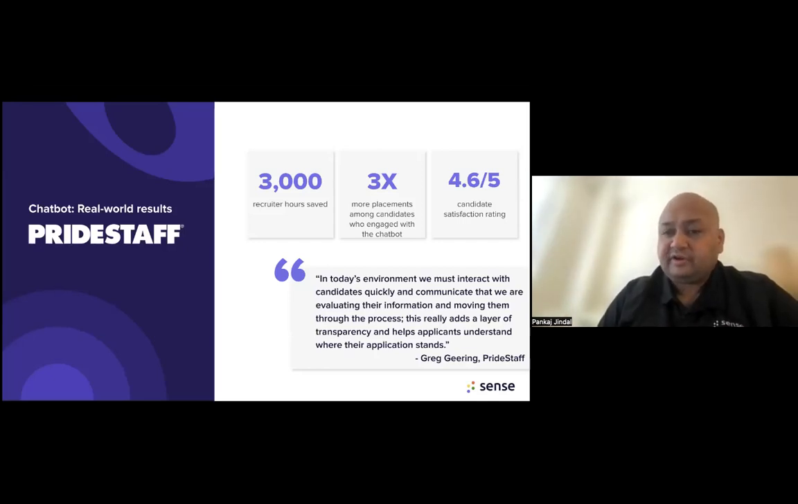You can see the quote here from Greg. "In today's environment, we must interact with candidates quickly and communicate that we're evaluating their information and moving them through the process. This really adds a layer of transparency and helps applicants understand where their application stands." So, this is just one of the hundreds of examples of customers today who are using the chatbot.